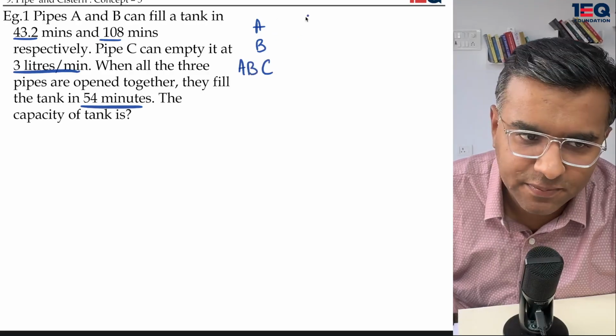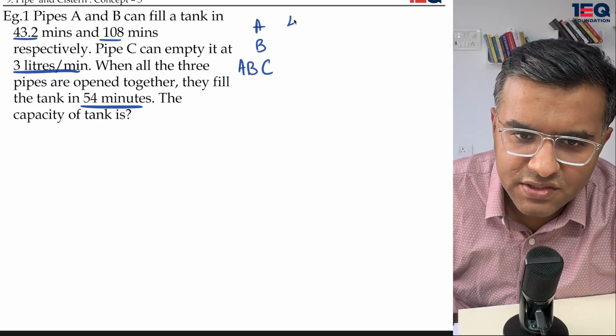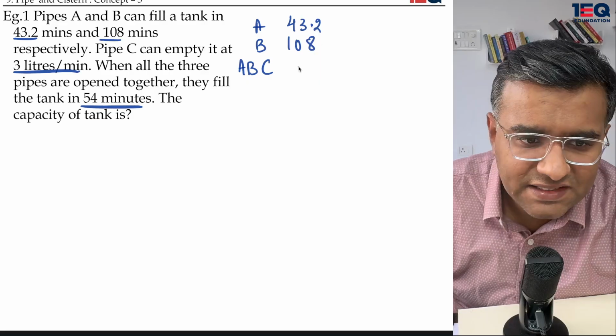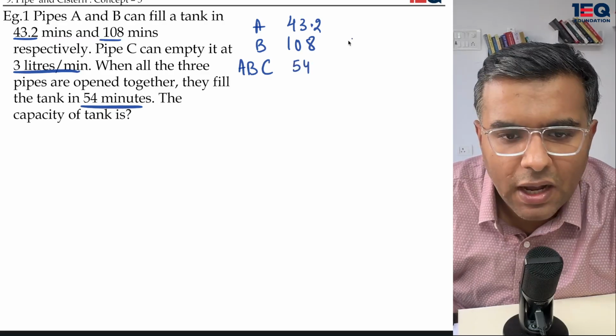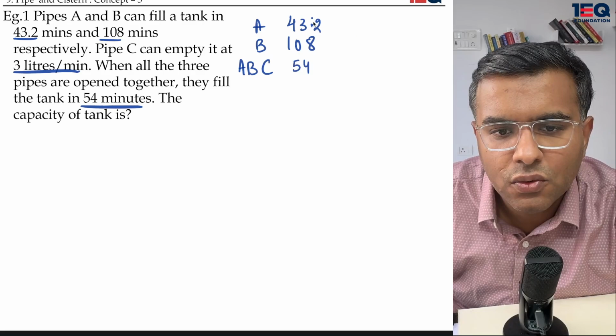A is doing it in 432, B is doing it in 108, and ABC together in 54. Now we have all the figures over here. I'll quickly need to go to the point where I have the LCM. Out of this, 432 is the biggest number and it is divisible by everybody, by 108 and 54 as well. So I'll consider that 432 is my LCM.